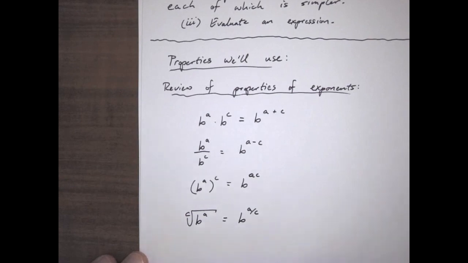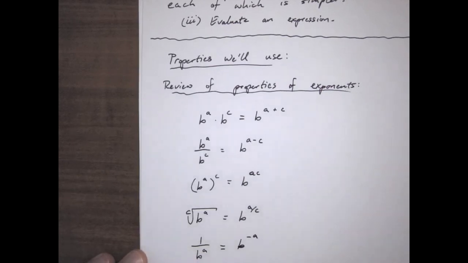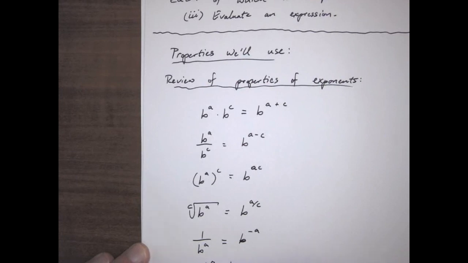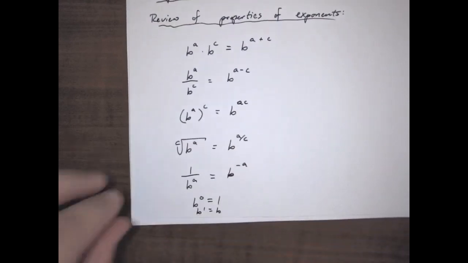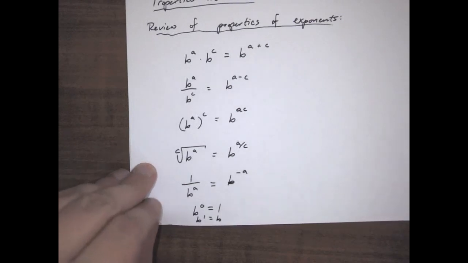Let's see, other important facts. What if we have 1 over b to an exponent? Well, that's going to then give us b to the negative a. Also, b to the 0 equals 1. It's a fact. And b to the 1 equals just b. So these are some of the properties of exponents that we will be recycling into a logarithmic setting.